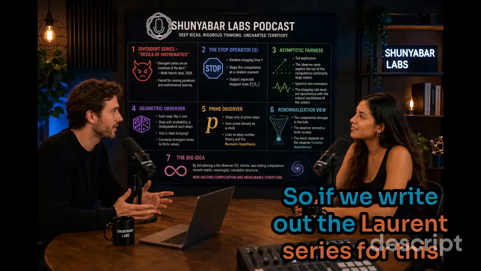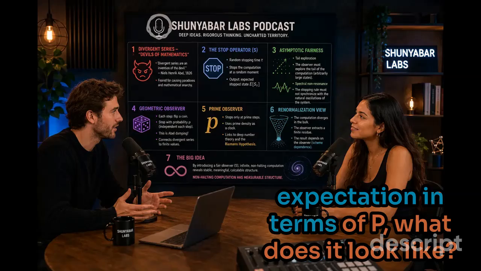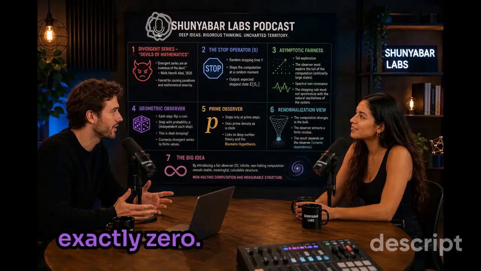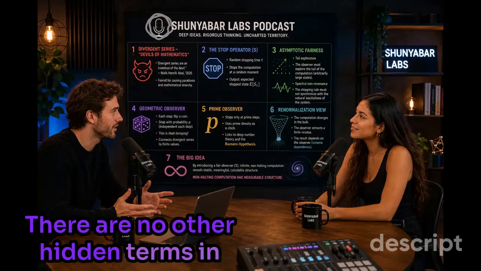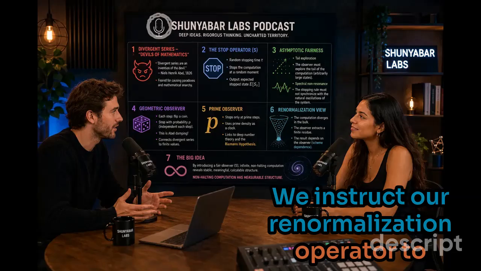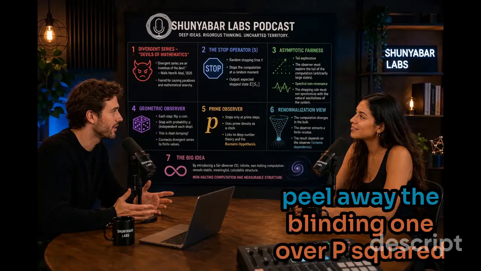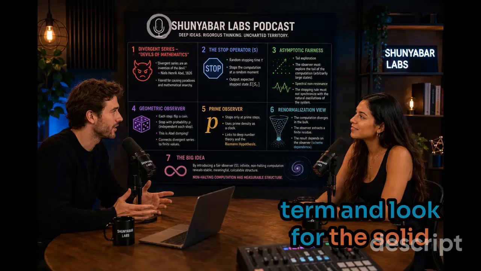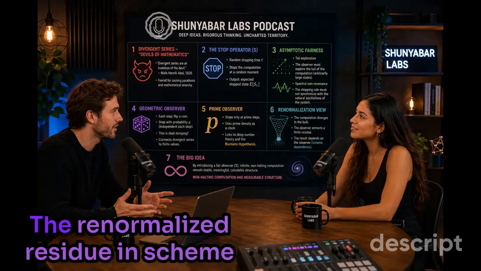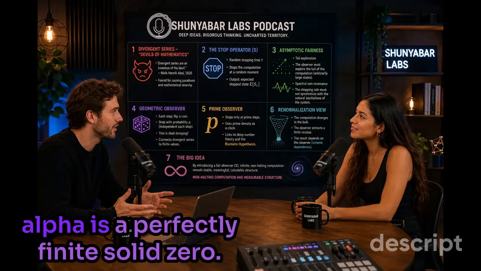Right, so if we write out the Laurent series for this expectation in terms of p, what does it look like? It's incredibly short. It's just 1 over p squared plus exactly 0. There are no other hidden terms in the polynomial. So we apply our mathematical sunglasses. We instruct our renormalization operator to peel away the blinding 1 over p squared term and look for the solid constant term that remains. And what remains is 0. The renormalized residue in scheme alpha is a perfectly finite, solid 0.